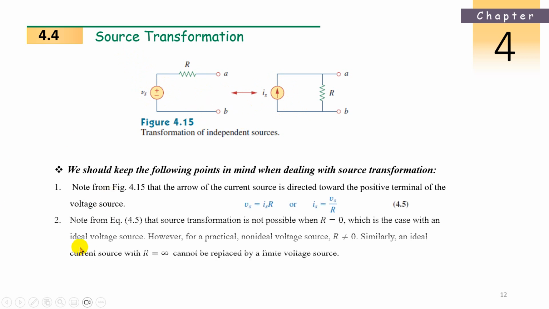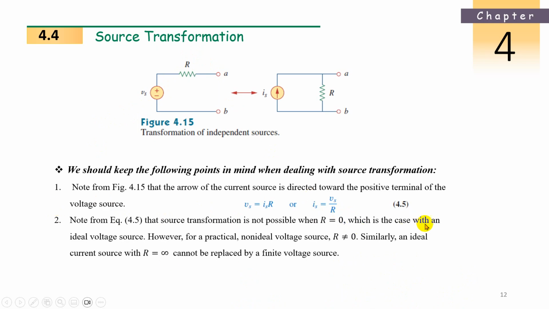Next, note that source transformation is sometimes not possible. When R is equal to 0, we cannot do source transformation because Ohm's law is not applicable. When R is 0, the current will become infinity: V by R, R is 0, infinity. How can we put the current source there? We cannot keep it. So when R is 0, it is not possible.